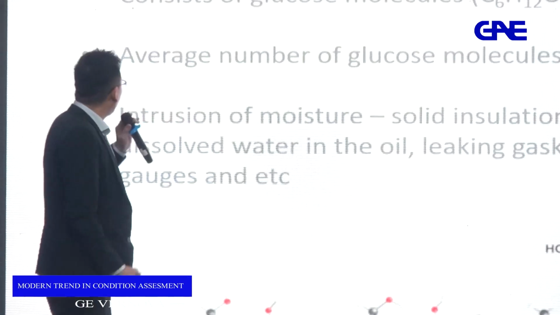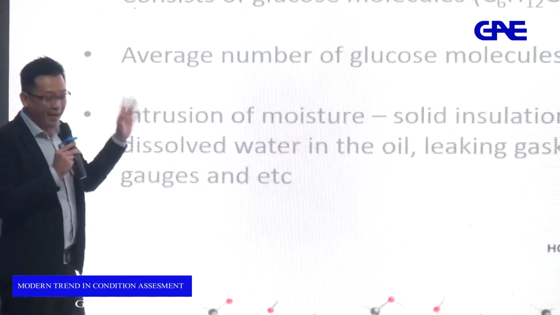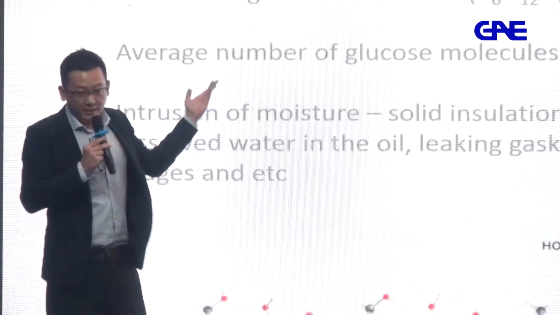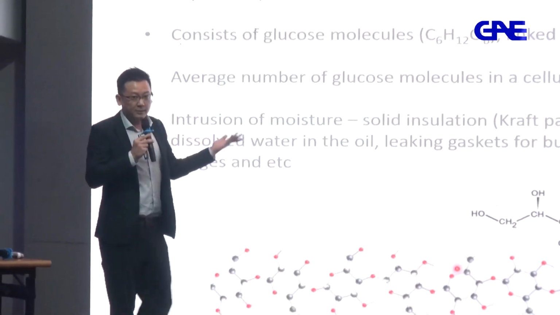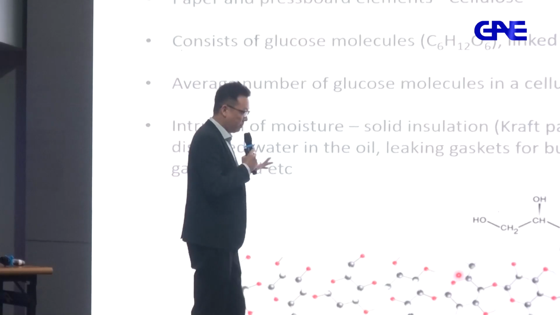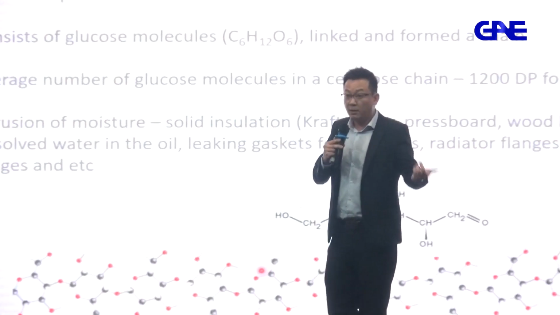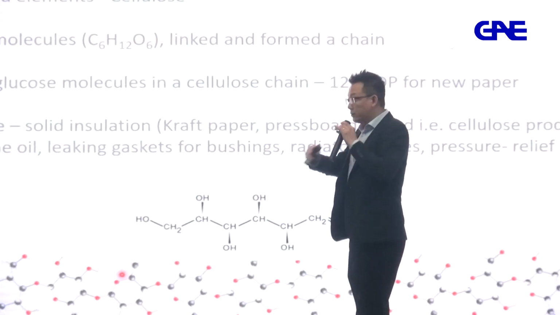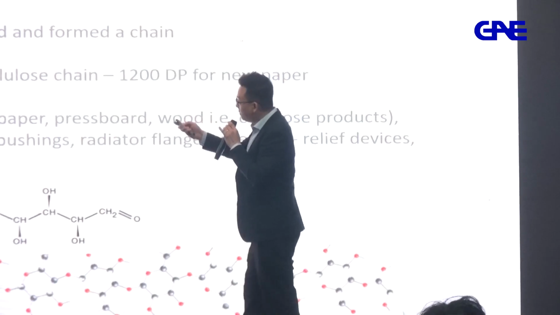Inside the cellulose, the main element of paper and press board is cellulose. What does it consist of? It consists of glucose molecules. We touch a lot on DGA, we touch a lot on blood tests, we touch a lot on glucose level, so you should be very, very familiar. Over here, you can see the glucose molecule.